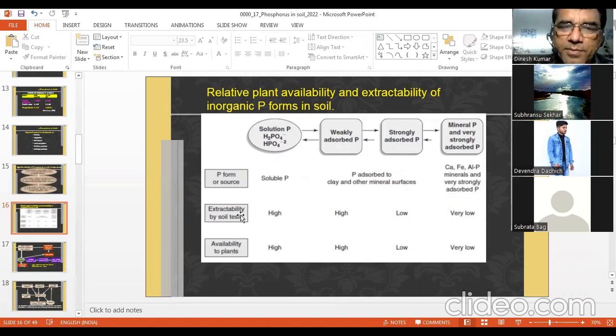Now see extractability by soil test: how easily they can be extracted by extractants. So this can be high. This can be simply extracted by water, and then weakly adsorbed is also high extraction. High extraction means it will tell you the level of the phosphorus and also how much will be made available. Then strongly adsorbed has very low extractability, and very low, and very low. See availability to plants: very high, high, low, and very low.